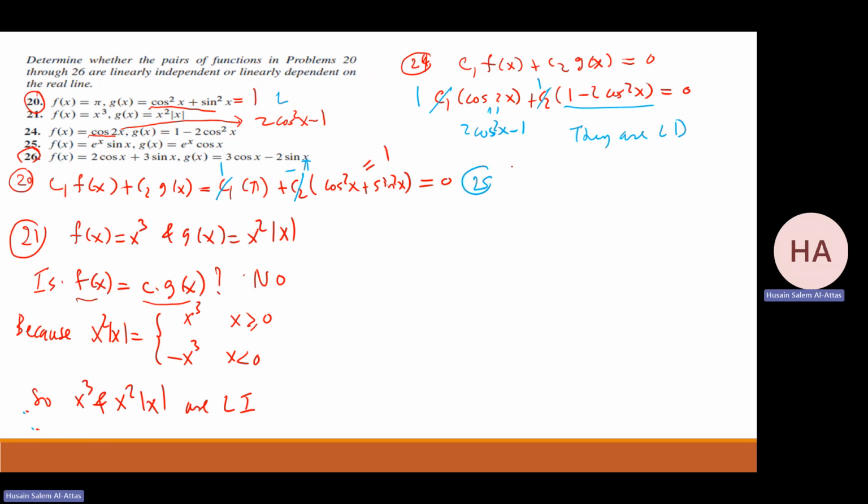Yes, they are linearly independent, because if I divide this function, they are not a constant multiple of each other. If I divide this by this, I'm getting what? Tan x, not a constant.